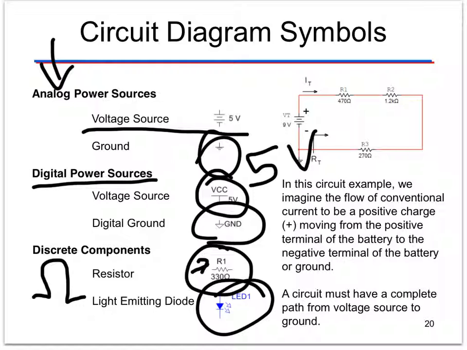So in this circuit, we imagine the flow of conventional current to be positive, moving from the battery all the way back to the negative terminal of the battery or the ground. So a circuit must have a complete path in order for it to be complete.